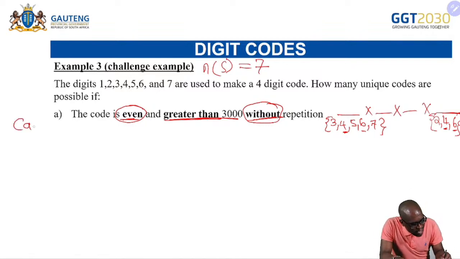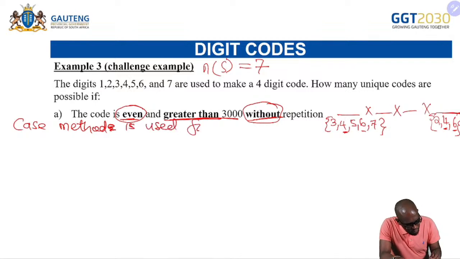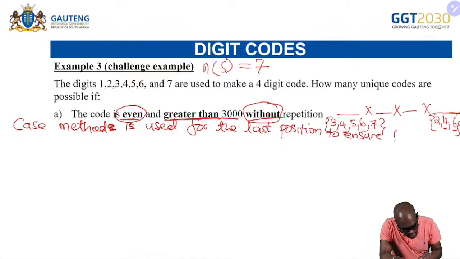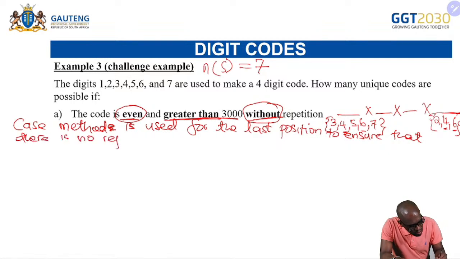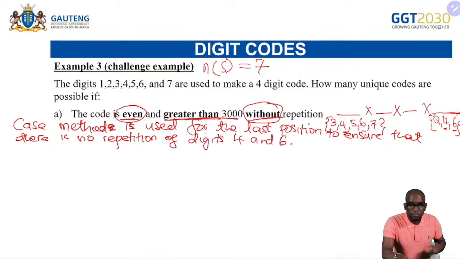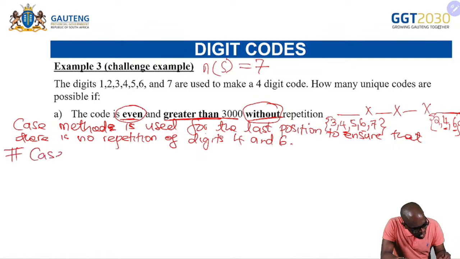So I will use the case method for the last position to ensure that there is no repetition of digits 4 and 6, because digits 4 and 6 are available in the last position as well as in the first position. So I will take this as the first case, case 1.